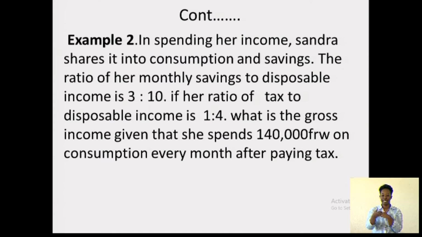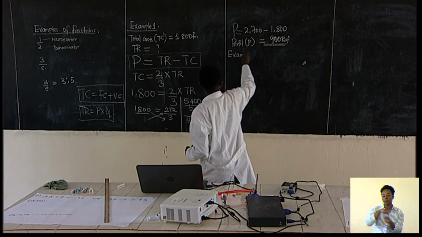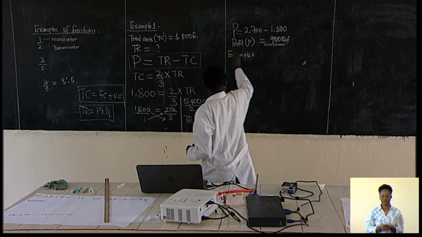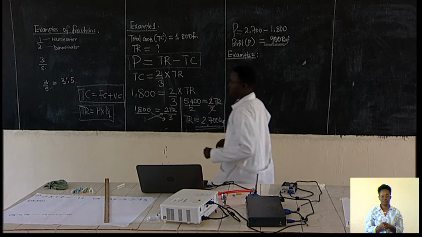Then if her ratio of tax to disposable income is 1 to 4, what is the gross income given that she spends 140,000 Rwandan francs on consumption every month after paying the tax? So I want us to get the information that is within that question. With example 2, how do we work it out?